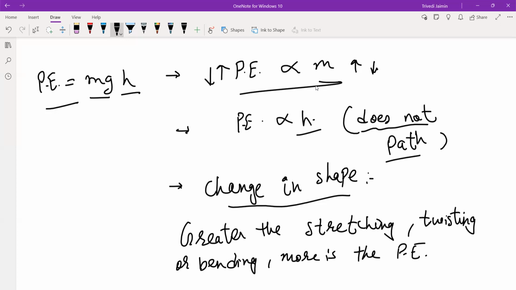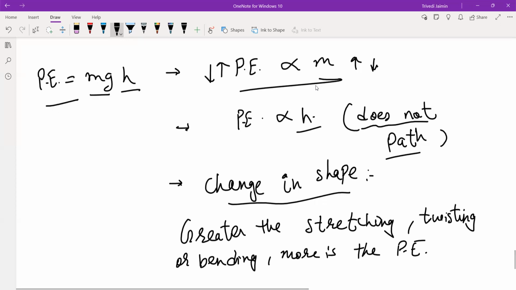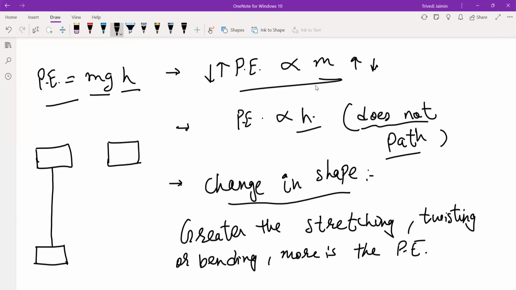So as we said here, it does not follow path. Suppose an object is lifted from here to here, and it follows this way, and another object is lifted here to here, but follows this path. What would be the difference? Nothing, sir. No difference, sir. The height is same. So that's why we gave one conclusion that it does not depend upon path, it just depends upon whatever height we are using.